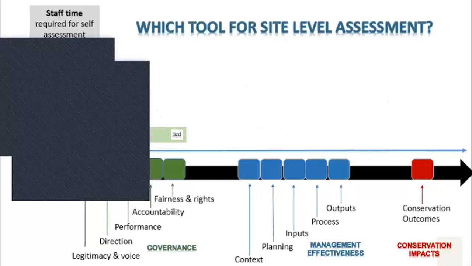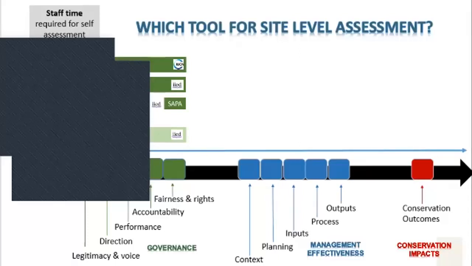So you might know about SAGE. SAGE is a tool that is measuring the quality of governance of an area, and it's a rapid self-assessment. It has been developed by IIED. And you also have SAPA that you might know, but SAPA, as you can see, is only looking at the principles of fairness and rights. So it's a very specific tool.